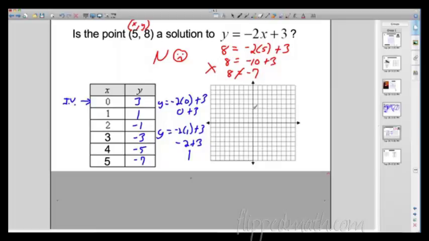Could I plot all these points? Sure, no problem. Start at here. 0, 3. It looks like I'm at 1. At 1, I'm at 1. At 2, I'm at negative 1. At 3, I'm at negative 3. At 4, I'm at negative 5. Am I in the right? 1, 2, 3, 4, 5. There we go. And at 5, I'm at negative 7. So you can see here comes my line.